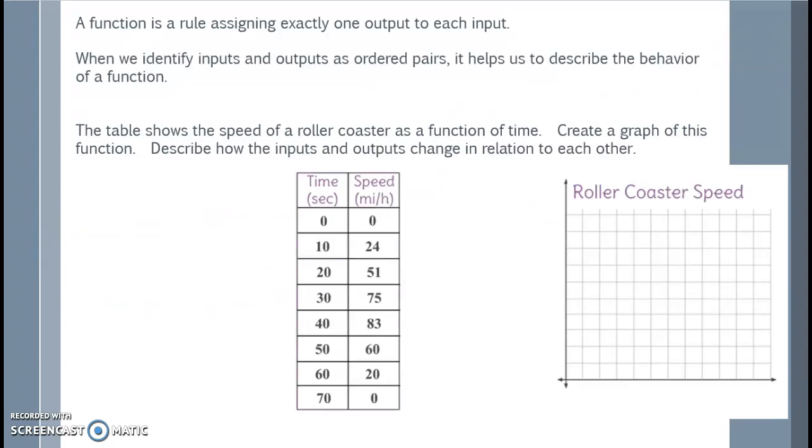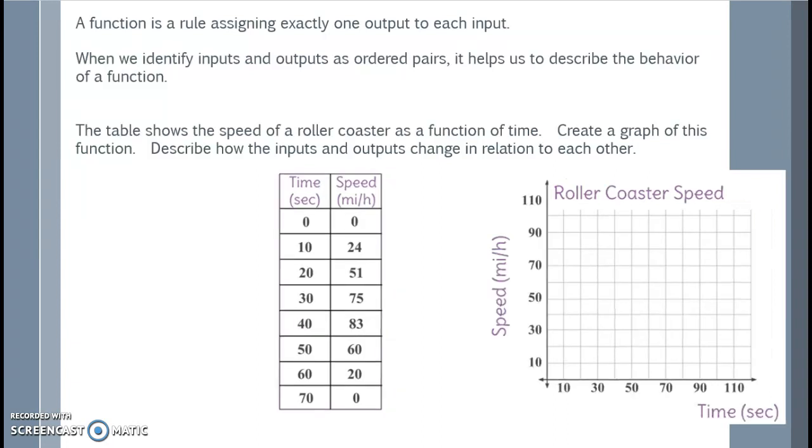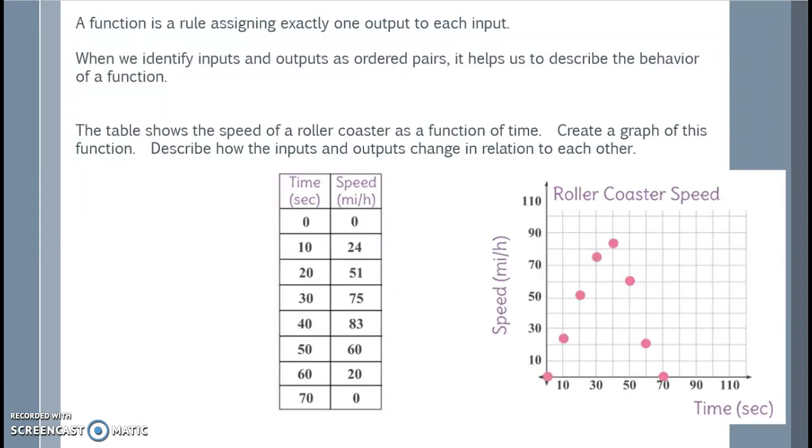The table shows the speed of a roller coaster as a function of time. Let's create a graph of this function. Describe how the inputs and the outputs change in relation to each other. I'm going to allow time to represent my x values, or my inputs, and speed to represent my y values, or my outputs. So I'm going to label my graph as such. Then I'm going to plot my points.